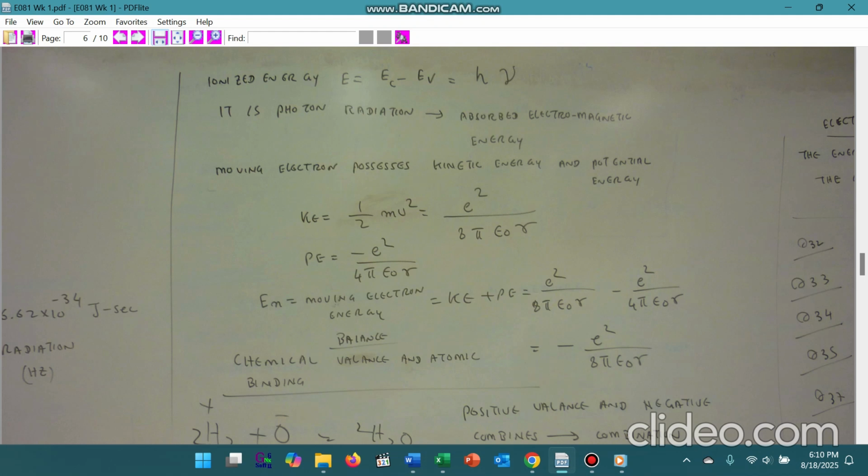So once the electrons are moving, they possess kinetic energy and potential energy. For example, an aeroplane flying above the ground level. In this case the aeroplane is moving, so it has kinetic energy. In the meantime, it is above the ground in the sky, so it also experiences the gravitational force. So this aeroplane has two energies: one is the kinetic energy, another is the potential energy.